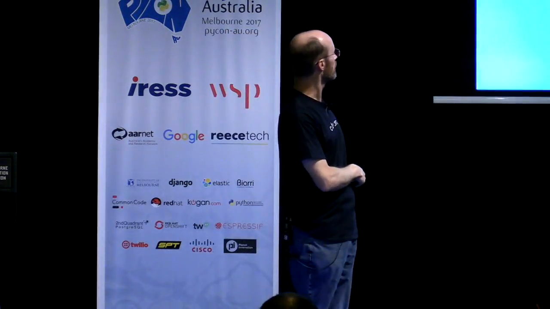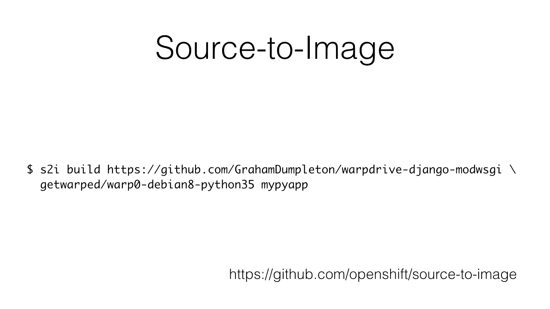So I can run that. In this case, my image builder happens to be this get warped warp0 db8 Python 3.5. So it's going to build an image for me. But Warp Drive is just doing that.